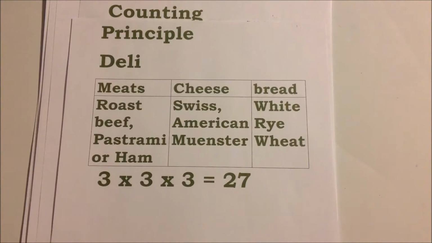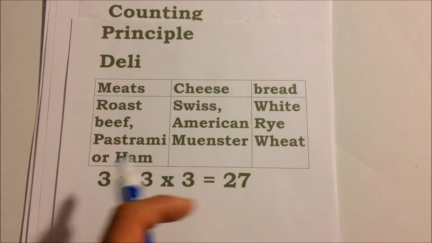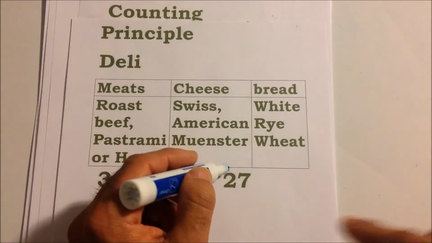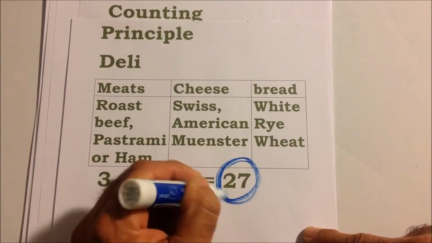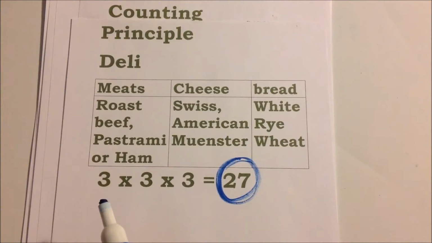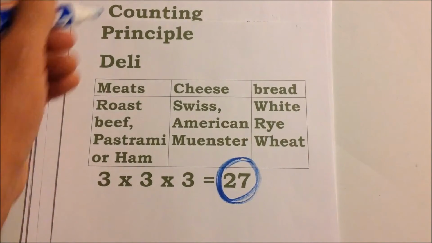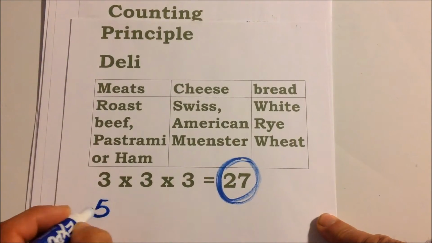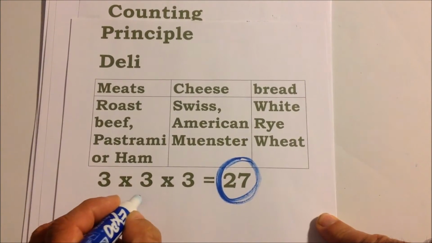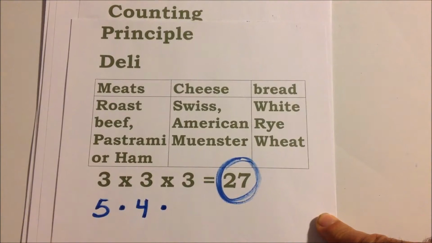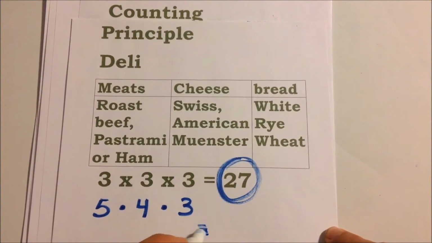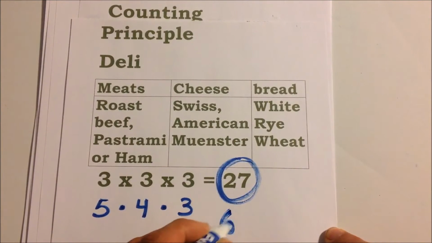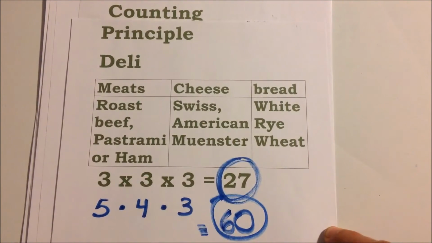With the counting principle, all you have to do is multiply all the choices. And you can see there's 27 possible combinations of sandwiches that you can have. So let's say we had 5 meats, 4 cheeses, and 3 breads, right? Well, now the possibilities will increase to 60. That's how we do the counting principle.